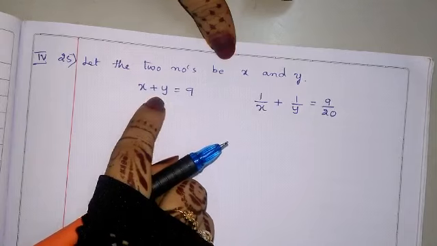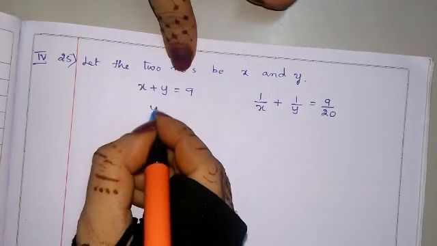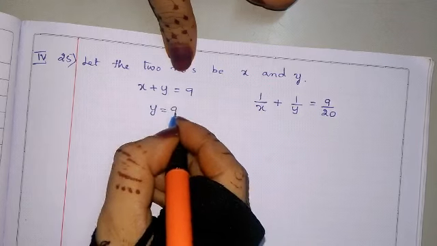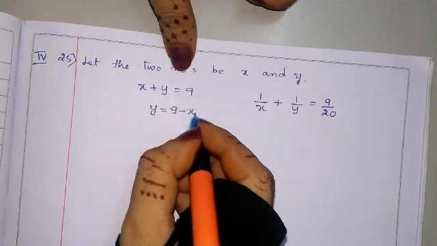Now for this equation what we can do, we will find the y value. Y I'll keep as it is, 9 here only. X I'll bring here, plus x will become minus x. So we got the y value. Now we'll put this y value in the given condition, that is 1 by x plus the y value, 9 minus x, is equal to 9 by 20.